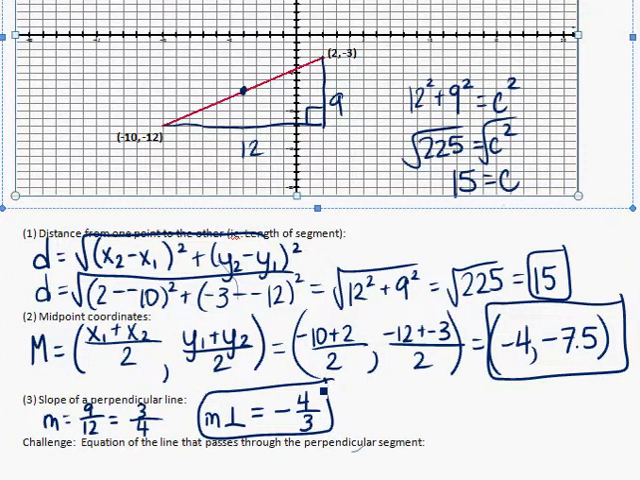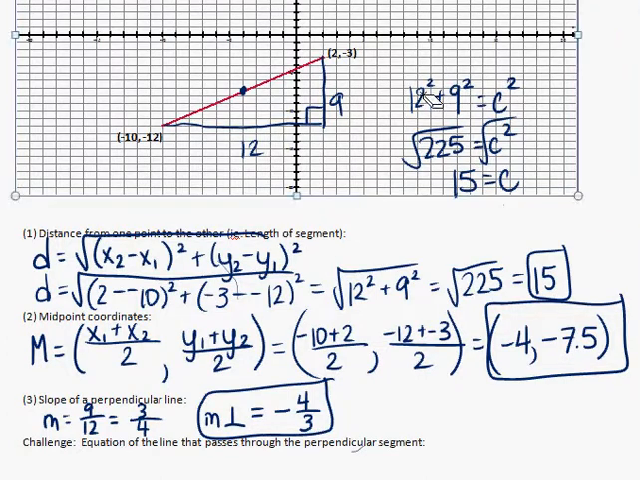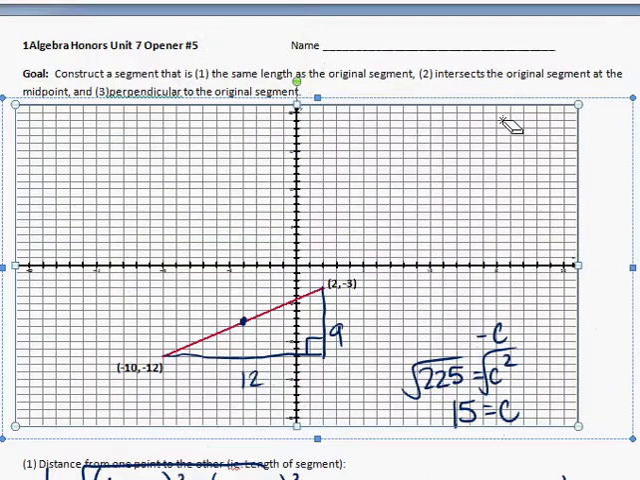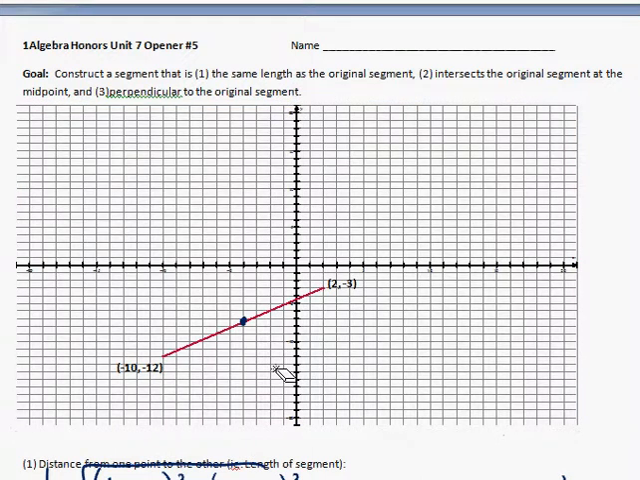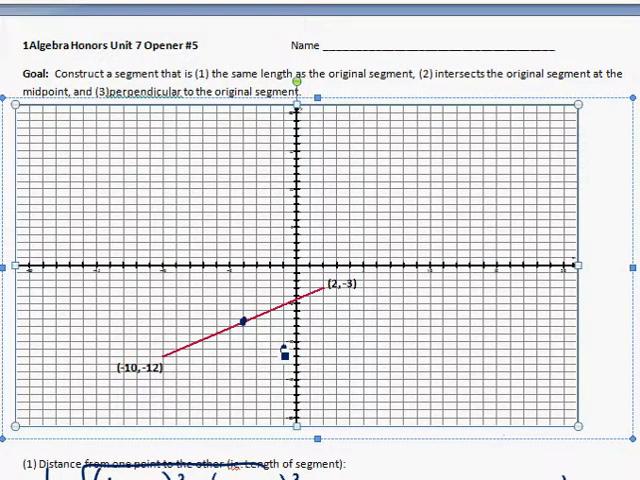So now I'm ready to draw my line segment. I'm going to erase what I have here, but I'm going to keep my midpoint where it is because I'm going to need to use that midpoint to draw my line segment. So I need a slope of negative 4/3. And I know that I need the length of my line to be 15 units, but I think that I can eyeball it and figure out what that is without having to do any sort of distance formula.